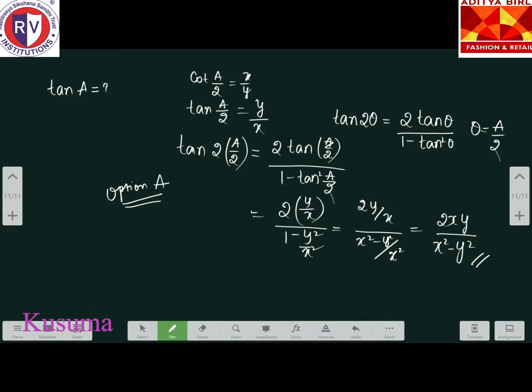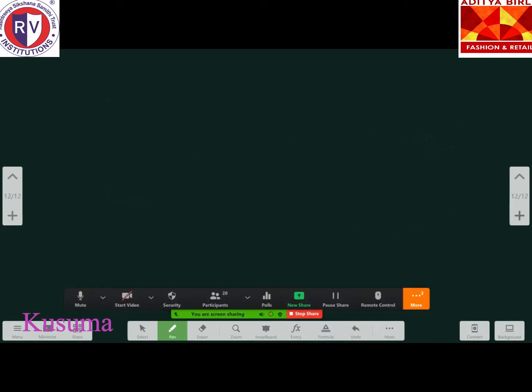Okay, this is about trigonometry. Let us next look at complex numbers and quadratic equations.